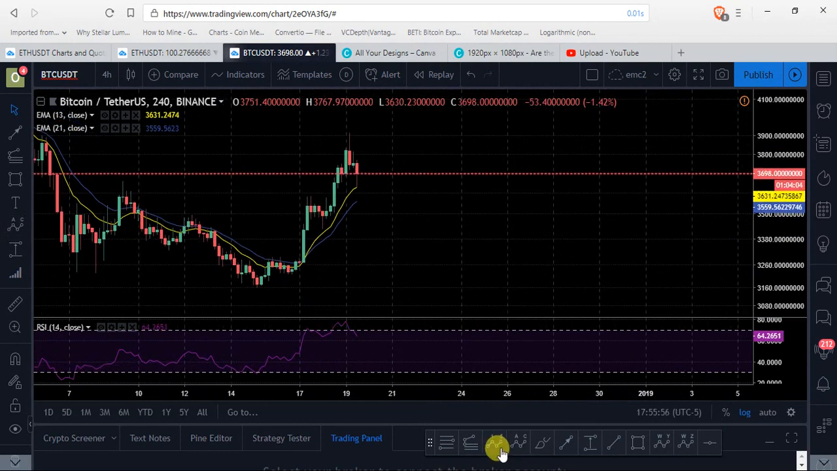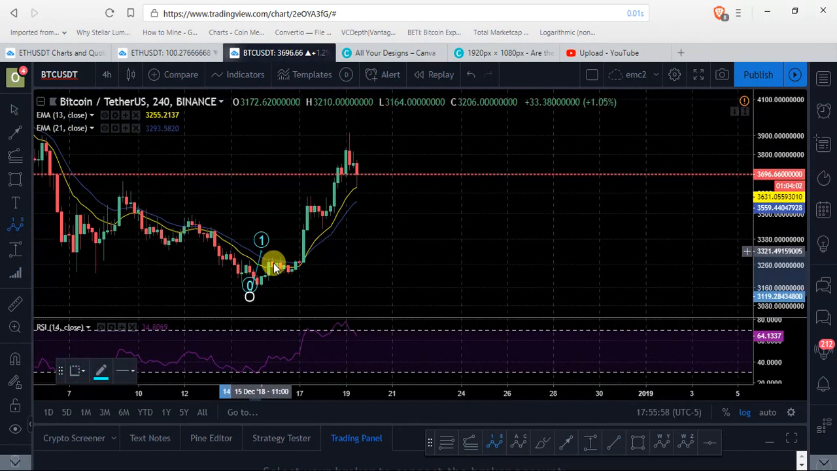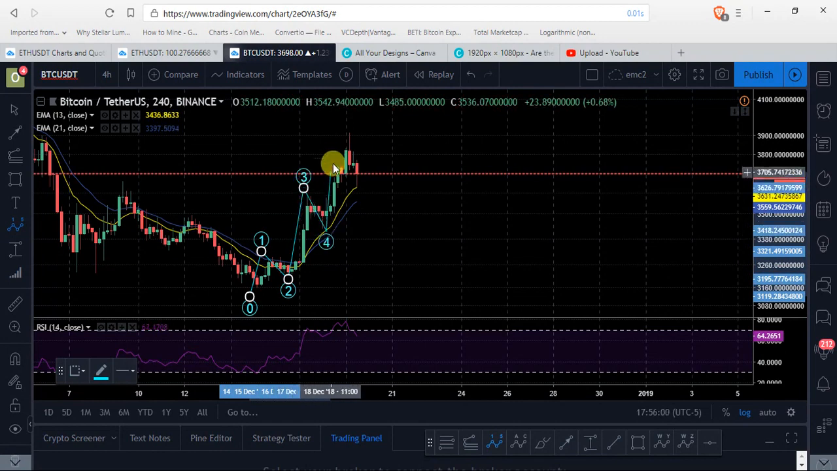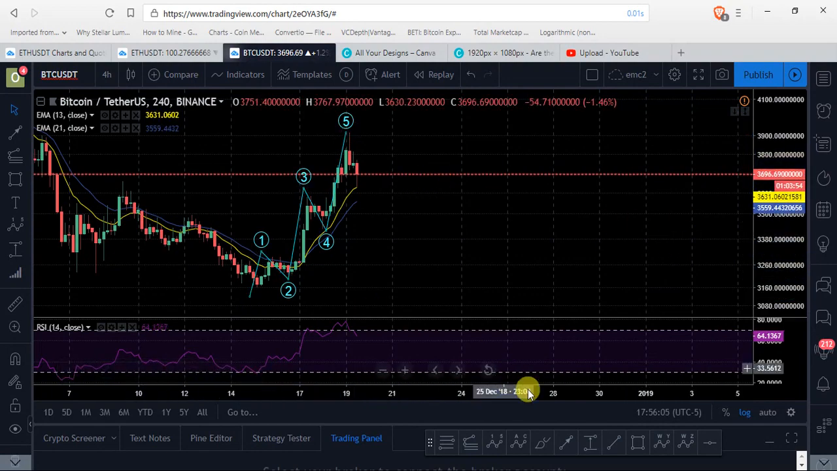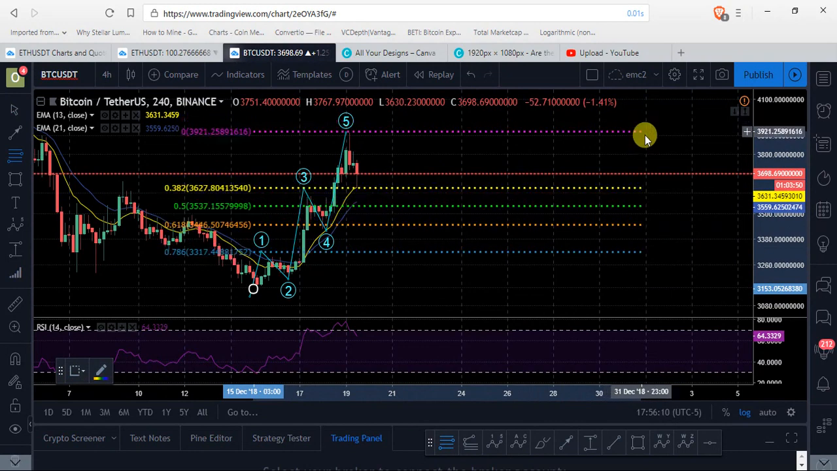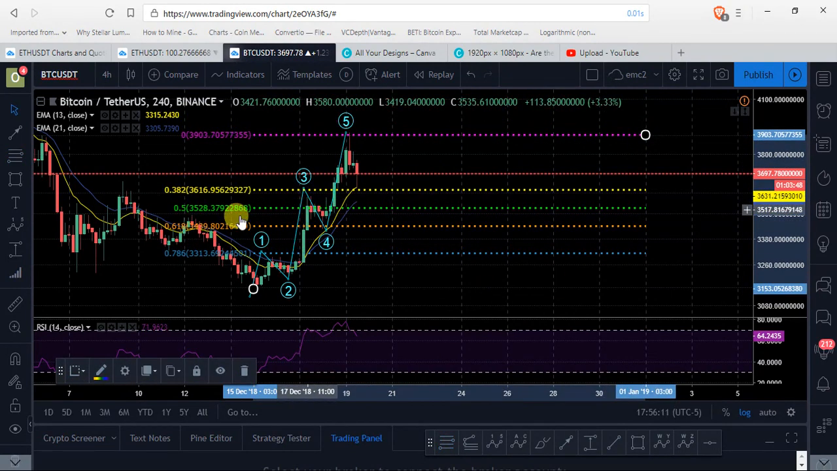If we take our Elliott wave 1, 2, 3, 4, 5, right? So let's just take the wick, just to be safe, because we're going to need to get the Fibonacci, right? So where do we expect the price to retrace to?